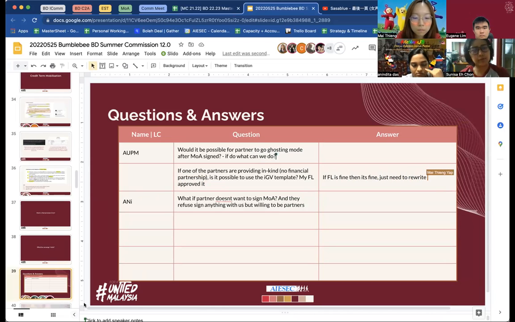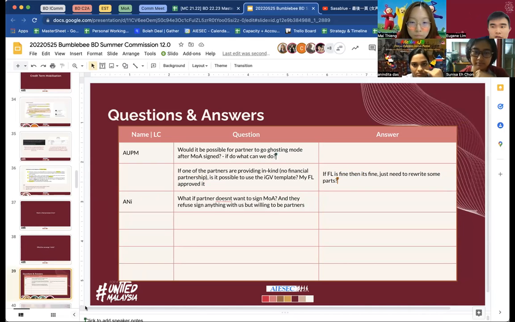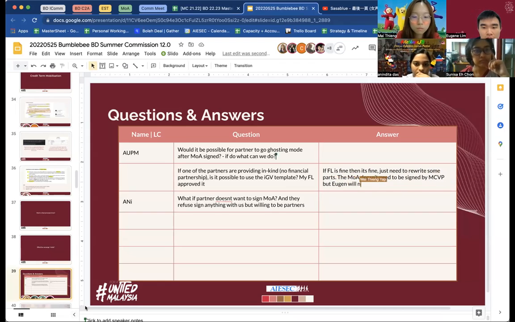So who signs it? Is it Eugene or is it Celine? I'm not too sure. Okay, so basically for all your MOAs, you actually don't need MCVP to sign. But the huge but is you need to let me go through. I need to see the MOA before you send it to the partner. Your FL might send to Celine, but you definitely need to send to me after you align with your FL, before sending to partners.